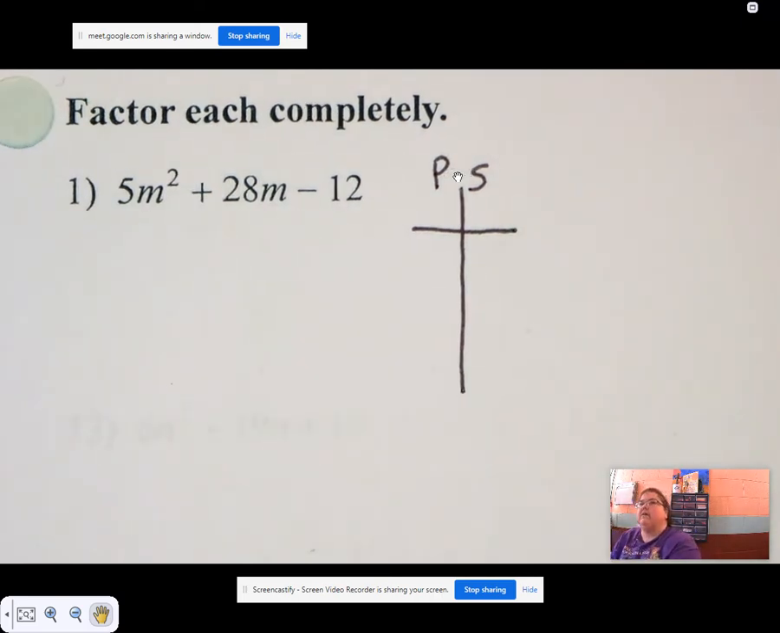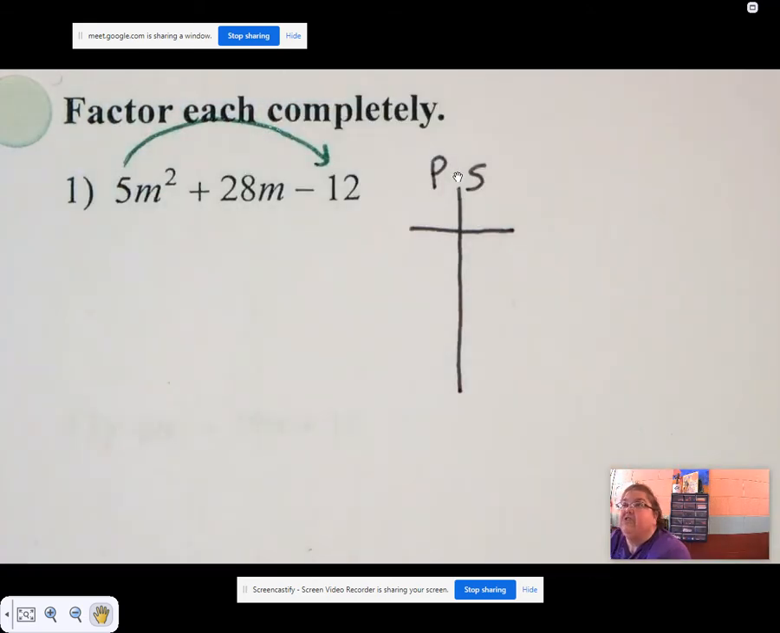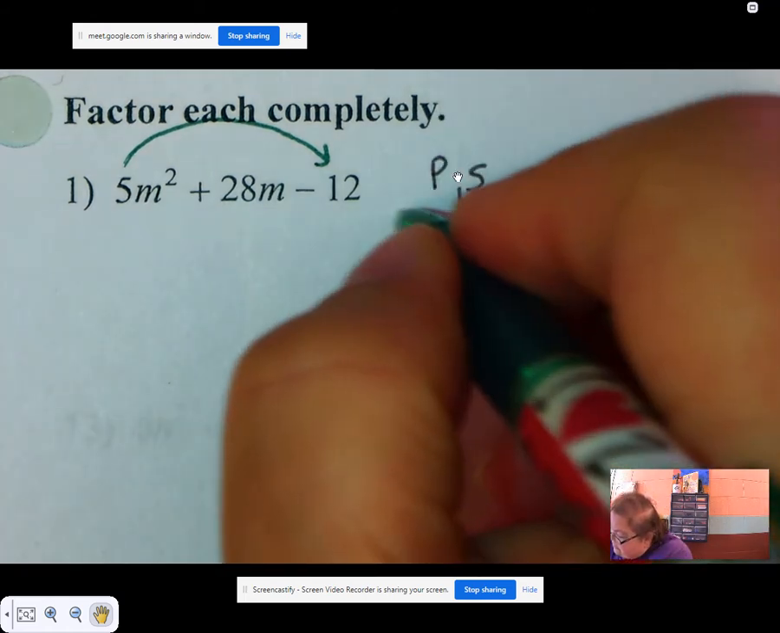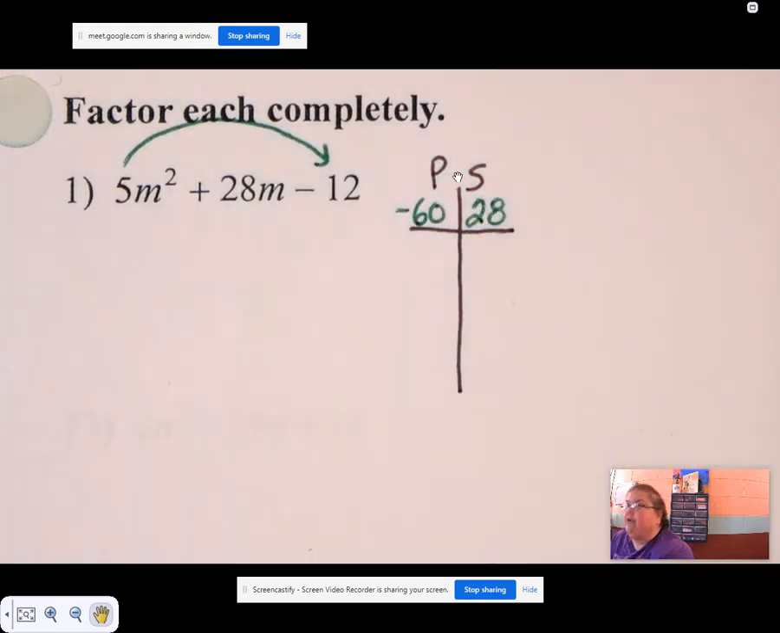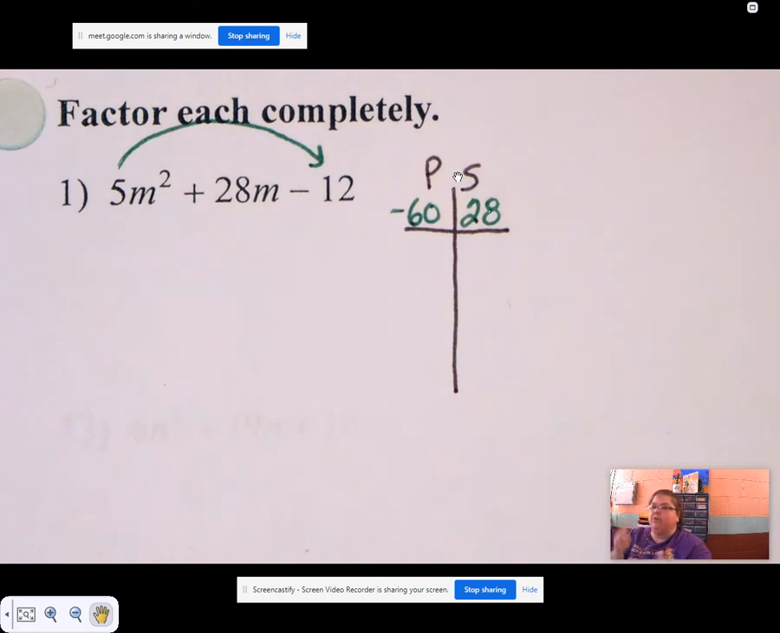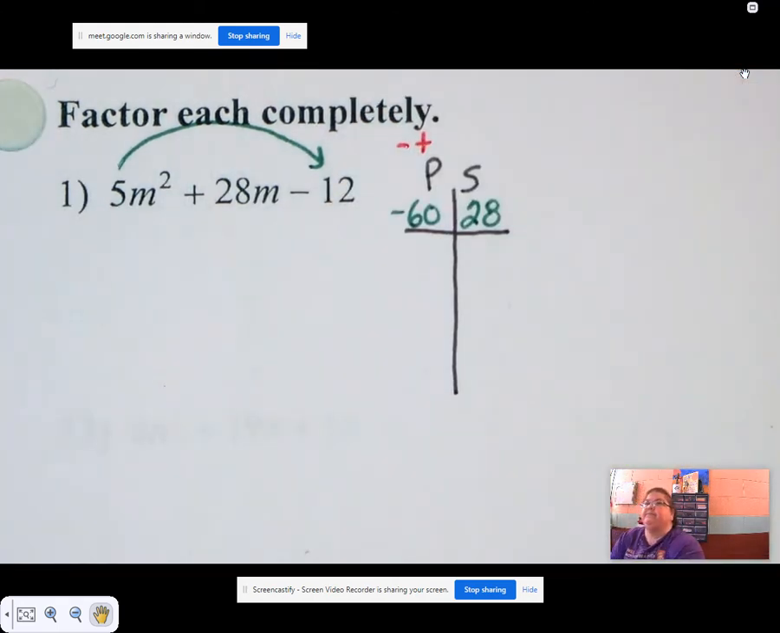How do I get the product? That doesn't change. It's still A times C, yeah? What is 5 times negative 12? I agree. What is my sum? I agree. That's not different. We're still getting our product the same way. Our sum is still in the same place. And we're still going to determine factors like we always have. Since my product here is negative, my signs must be different. They got to be different.